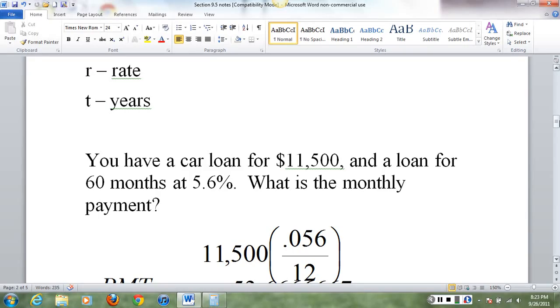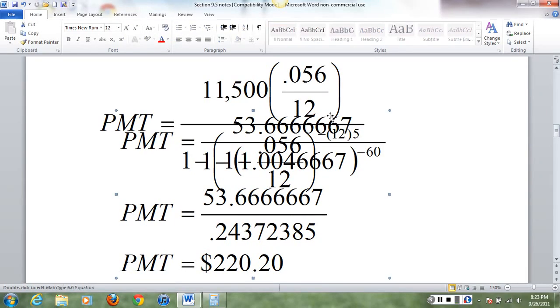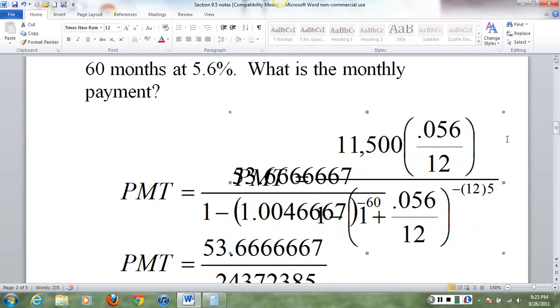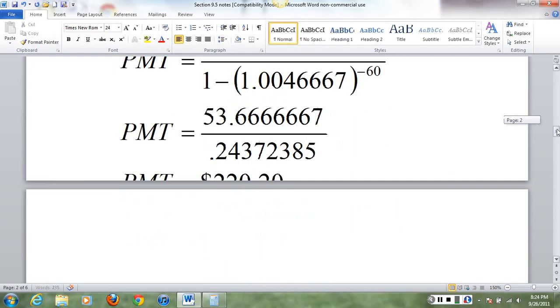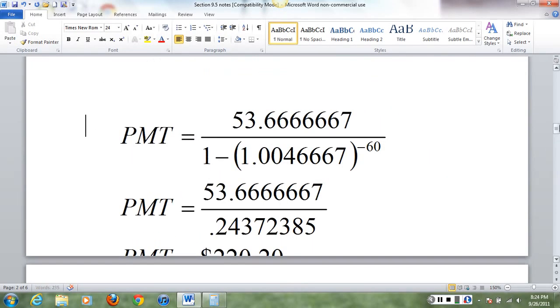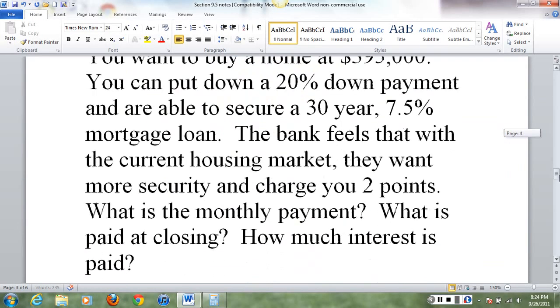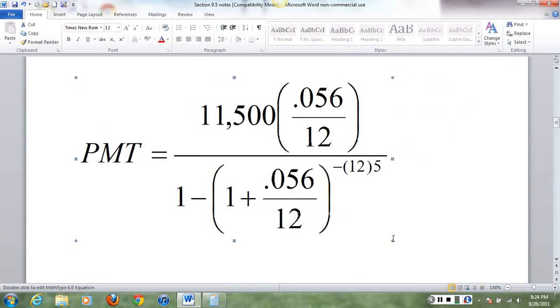So again, using our formula. Let's move some of this out of the way. There we go. So let's put this back so we can see it a bit nicer. Boom, there we go.